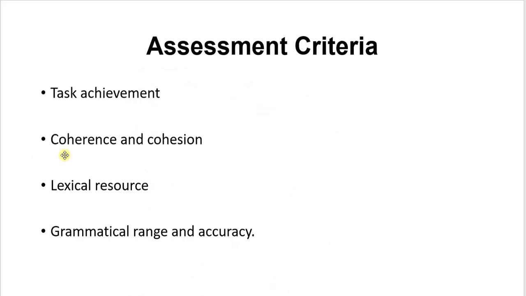Let's continue. At the end of the day, how are you assessed for your task 1 response? So there are 4 assessment criteria over here. We have one for task achievement, coherence and cohesion, lexical resource, and grammatical range and accuracy. I'll give details shortly. Let's now look at the second task, which is task 2 of the IELTS writing test.